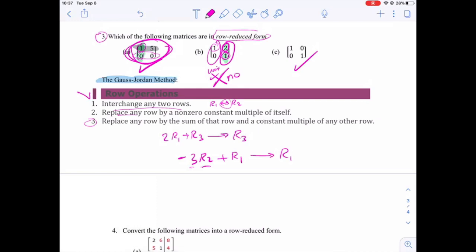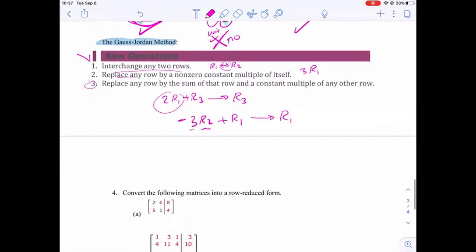Or we can multiply any row by any non-zero constant. So we multiply, for example, the first row by 3. We can do that. And the third thing is that we can multiply any row by some number and then add it to another row and replace it with that row. So these row operations are called elementary row operations.